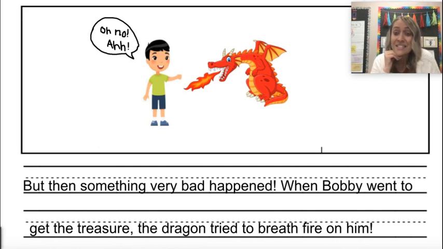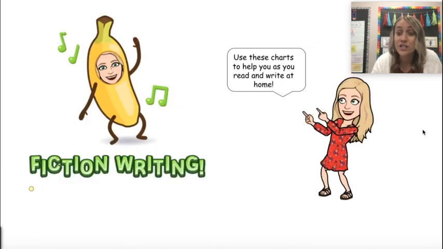So today, as you're writing, you're going to have to think of some sort of trouble your character might get into. I didn't write the end of my story. That's what I'm going to do later today. So you might all be wondering, well, now there's this problem with the fire wanting to breathe on Bobby as he's getting the treasure, but we don't know what's going to happen next. So that's another thing that I'm going to have to add to my story. I'm going to have to think of some sort of solution, some sort of way we can solve this problem for Bobby.